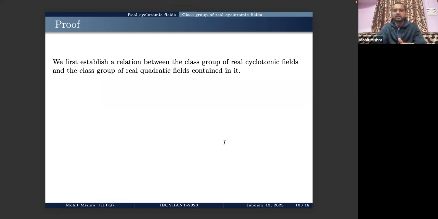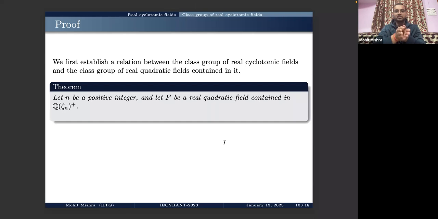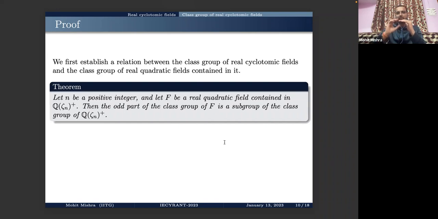Before proving this result, we will establish a relation between the class group of real cyclotomic fields and the class group of its subfields. So the first result is: suppose we start with a real quadratic field F contained in some real cyclotomic field Q(zeta_n)^+. Then the result says that the odd part of the class group of this F is a subgroup of the class group of this Q(zeta_n)^+. This is what this theorem says.